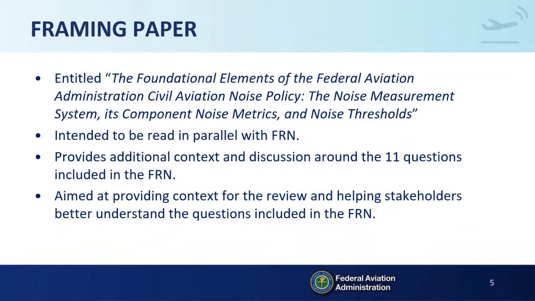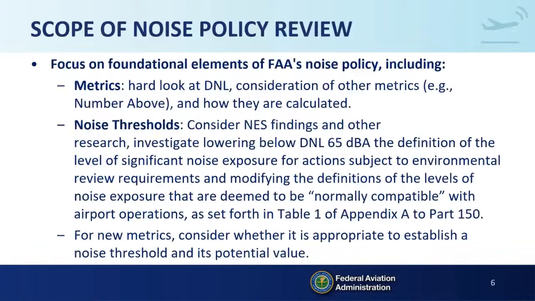The companion framing paper is entitled "The Foundational Elements of the Federal Aviation Administration Civil Aviation Noise Policy: the Noise Measurement System, its Component Noise Metrics, and Noise Thresholds." The framing paper was designed to be read in parallel with the Federal Register notice. It provides additional context and discussion around the 11 questions included in the notice, and provides context for the review. We wrote it to help aviation stakeholders better understand the questions included in the Federal Register notice.